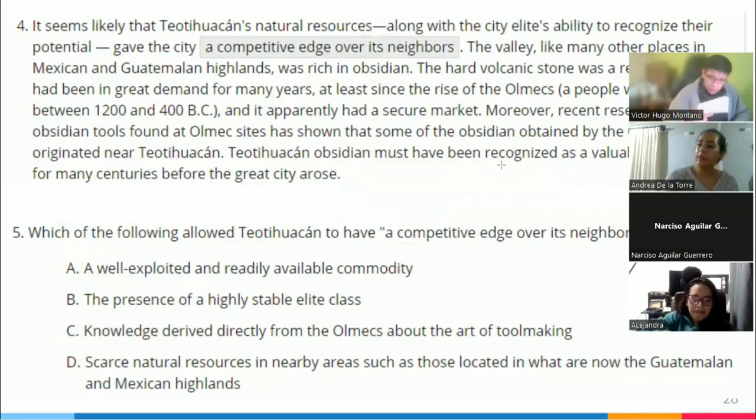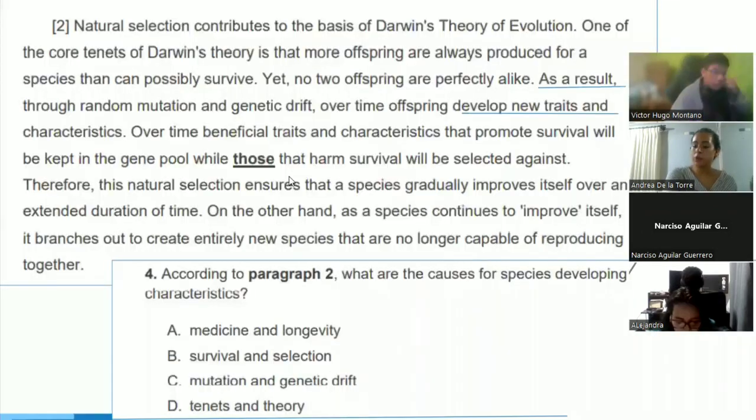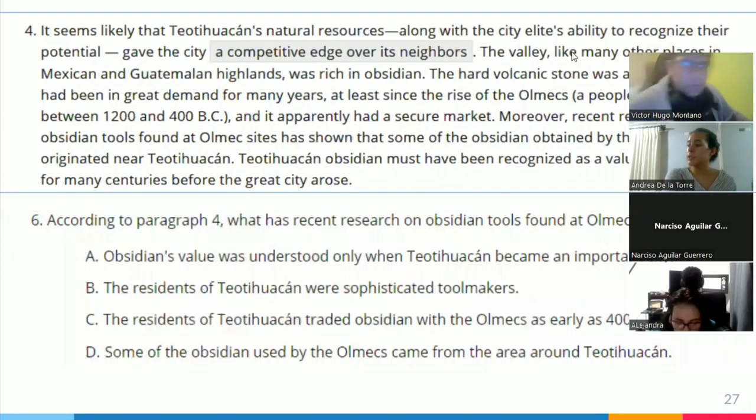So based on that, you will answer this next question. Question 6, okay? So please use the same strategy. I'll give you guys 2 minutes to answer this question.